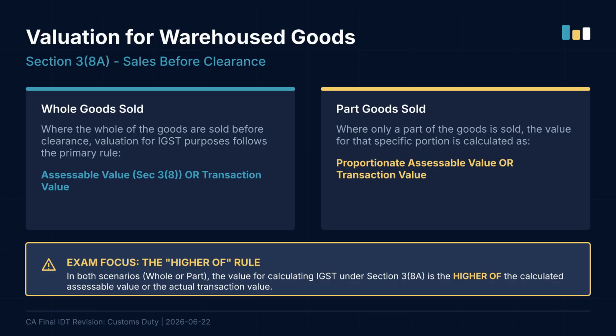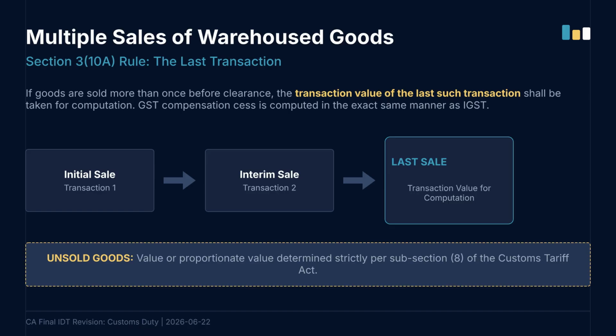The same principle applies even when only part of the goods is sold. This provision prevents undervaluation and ensures that customs authorities can levy tax on the most appropriate value available. A practical complication arises when warehoused goods are sold multiple times before clearance.